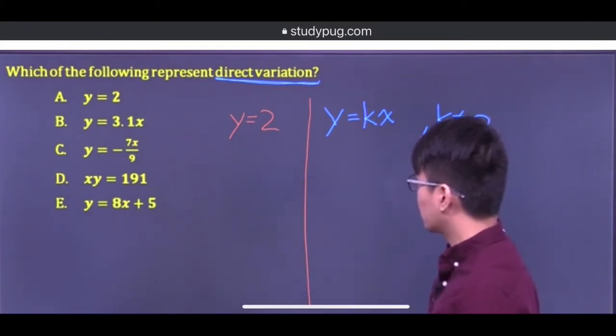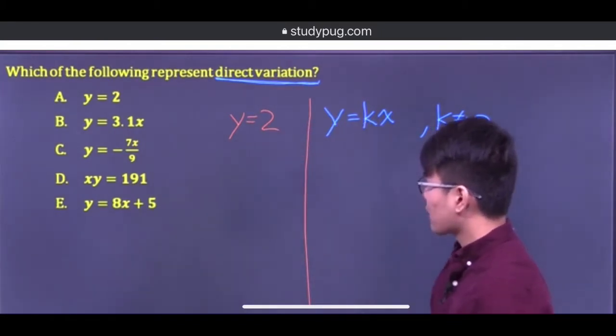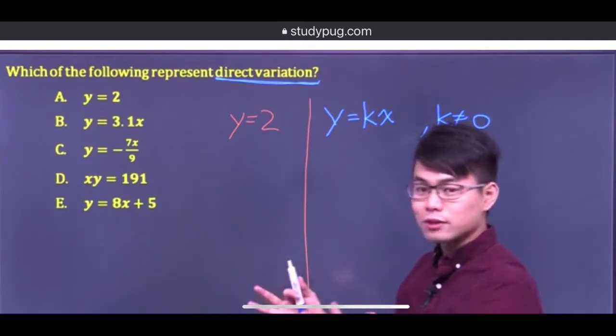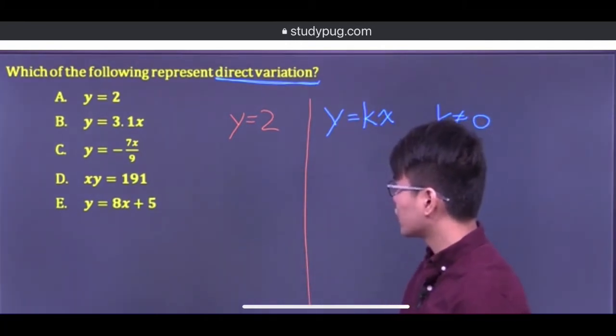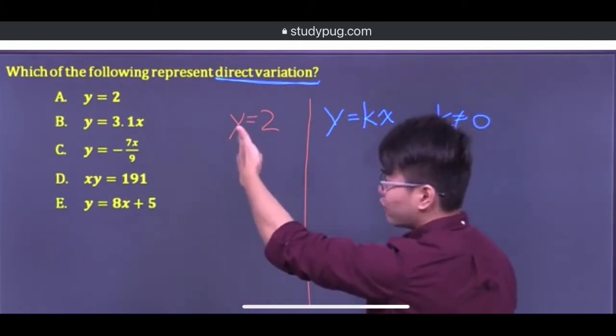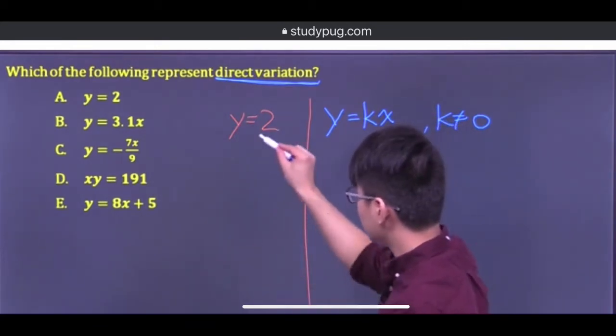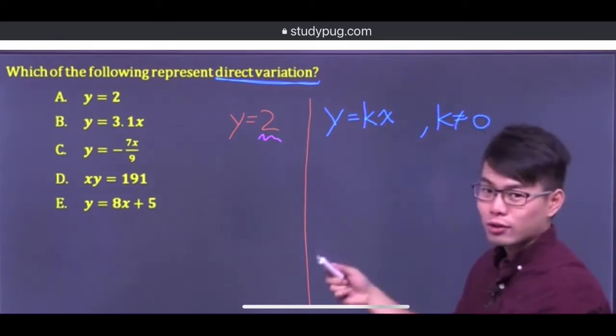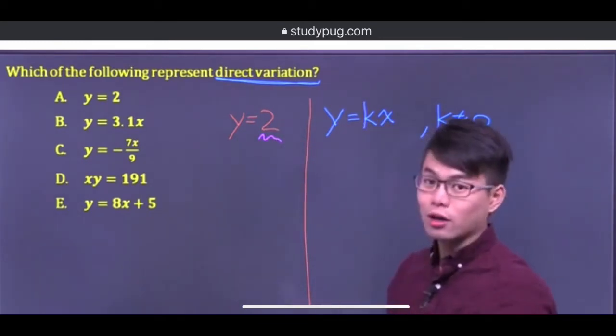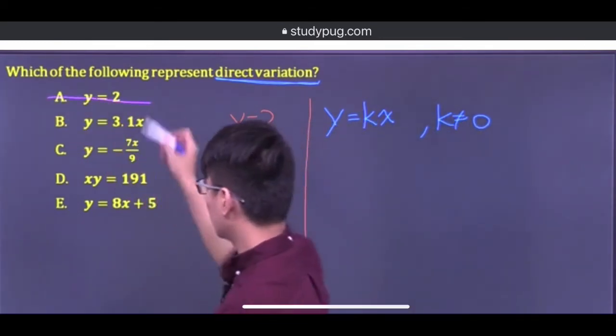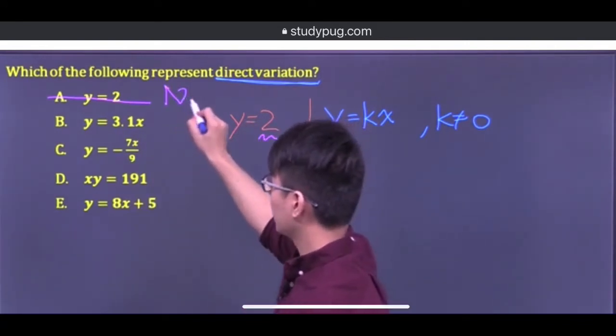Okay, so comparing these two expressions, what's the difference? Well, if you take a look at our left side here, we only have y equals 2. We have a constant here, but we don't have an x. So this is not a direct variation.